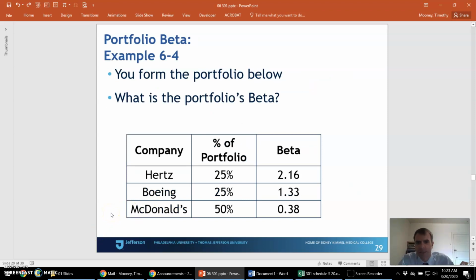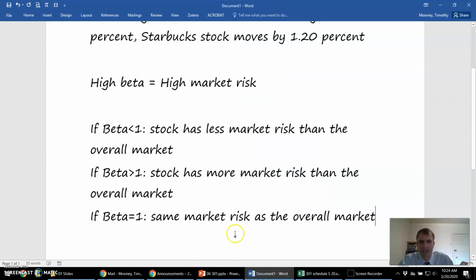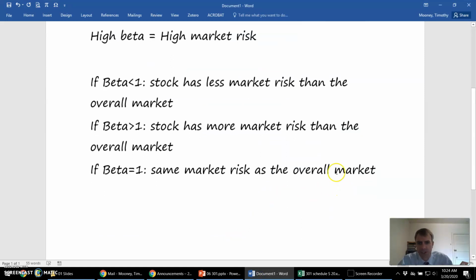Let's conclude with this little example where we've got a 3-stock portfolio, 25% in Hertz Rent-A-Car, right? High beta stock, lots of market risk. 25% in Boeing, medium beta stock. And then McDonald's, a low beta stock, right? Not much market risk. People go to McDonald's whether the economy is doing great or whether it's doing terrible. So not much business cycle sensitivity. But the beta of a portfolio like this would just be a weighted average of the individual stock betas. So let me show you how the math gets set up, and then if you want to plug in the numbers on your own and try to figure it out, you're welcome to.